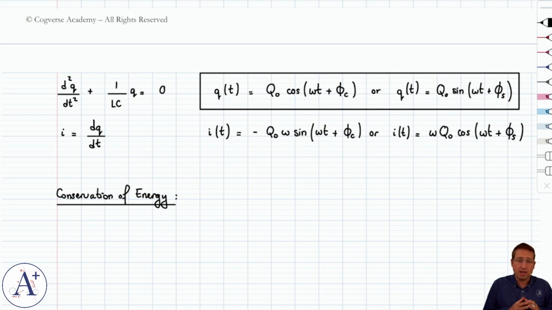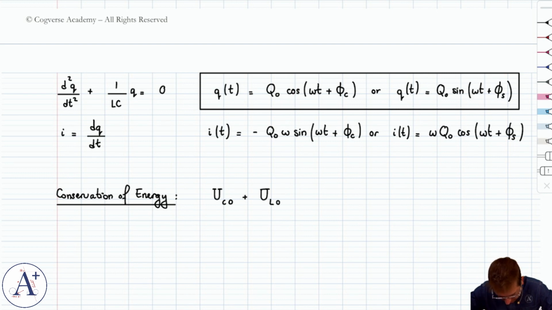And then we're going to say that at any given moment in time, energy is going to be distributed between the capacitor that has some of the charge left over and the inductor, because there's current going through it, and the sum of the two should add up to whatever amount we had initially. So by conservation of energy, U capacitor at t equals zero plus U inductor at t equals zero is going to be equal to U capacitor at any time plus U inductor at any time.